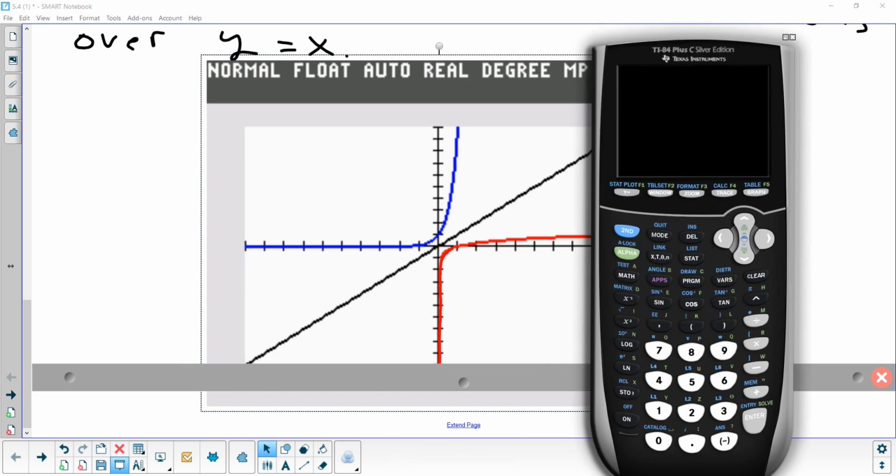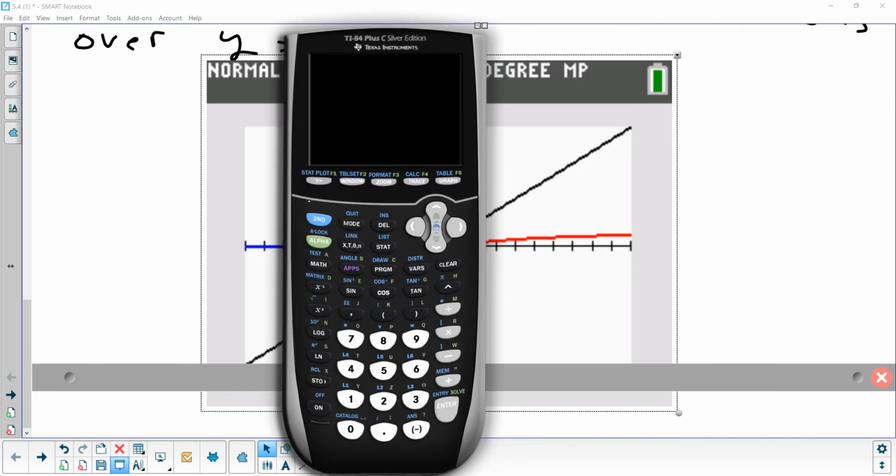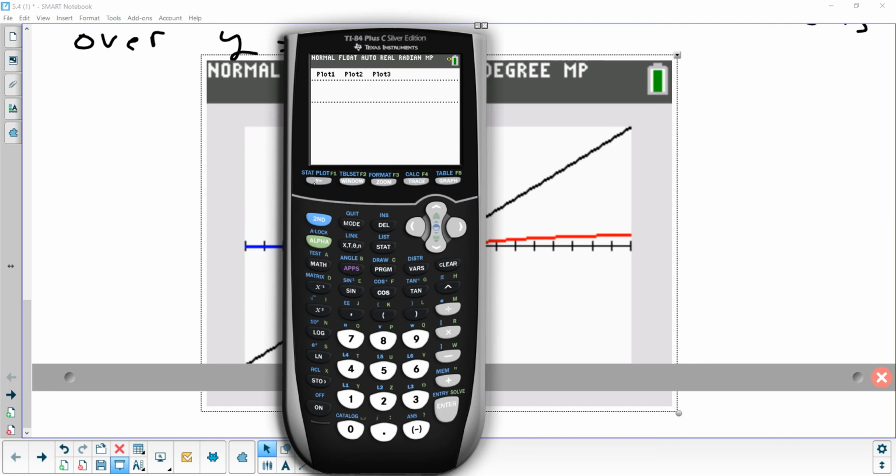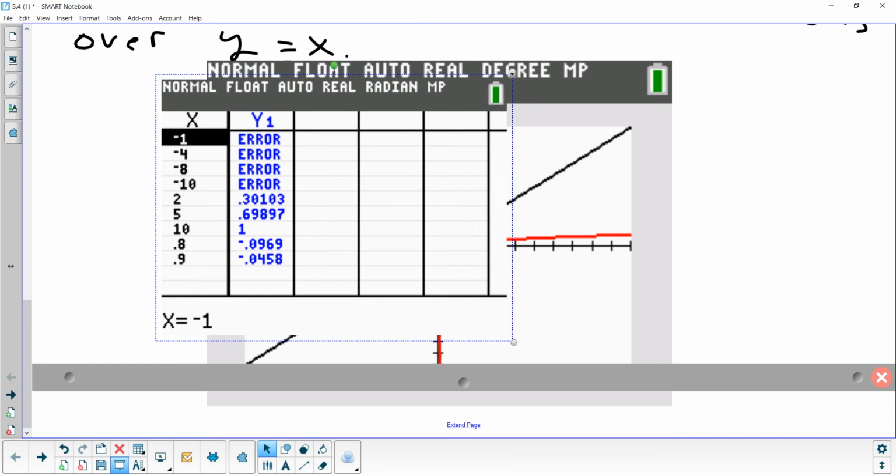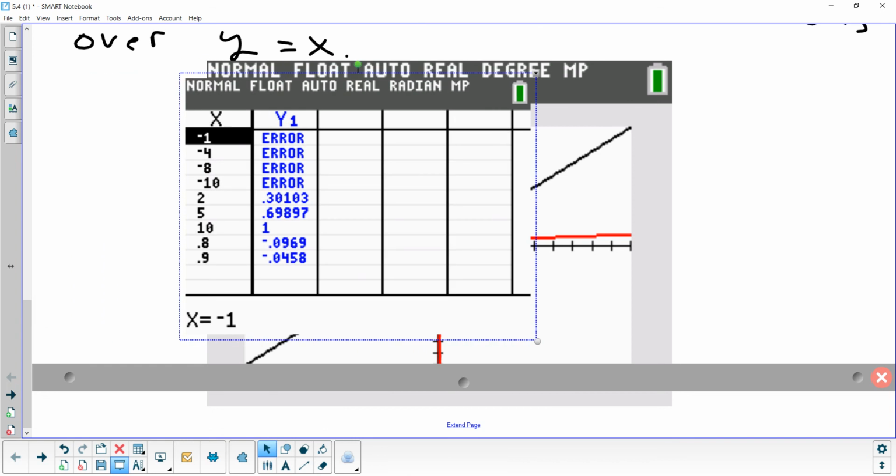In fact, let's say you look at your table, and let's put in a log function and just see how slowly it grows. Let's go to my table. Okay, this is some data we had from yesterday, but what do you notice about trying to plug a negative number into a log?